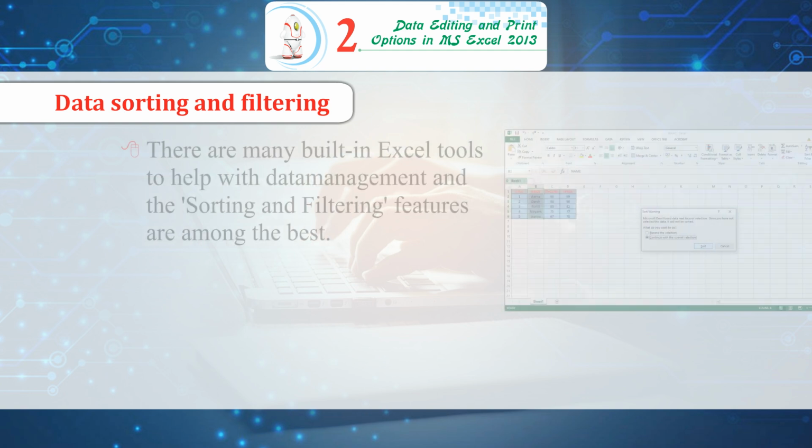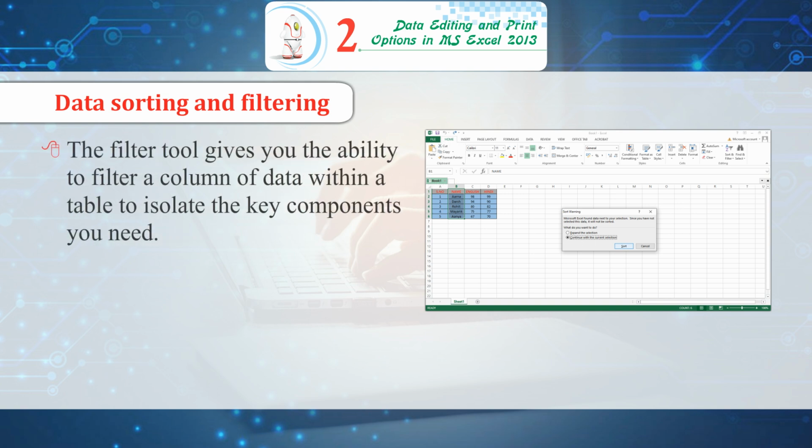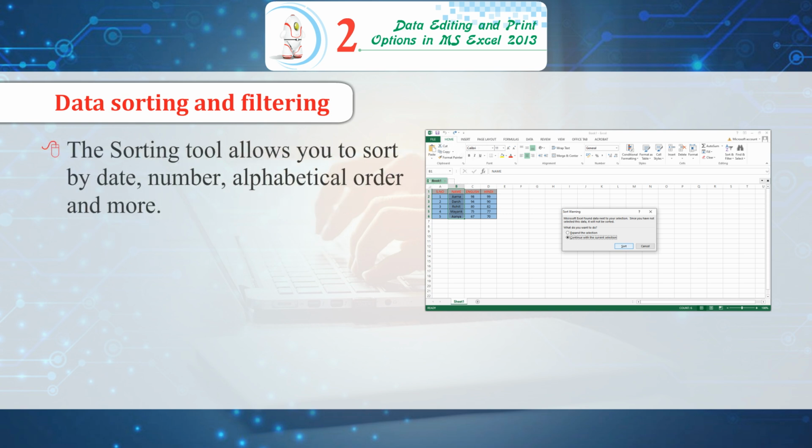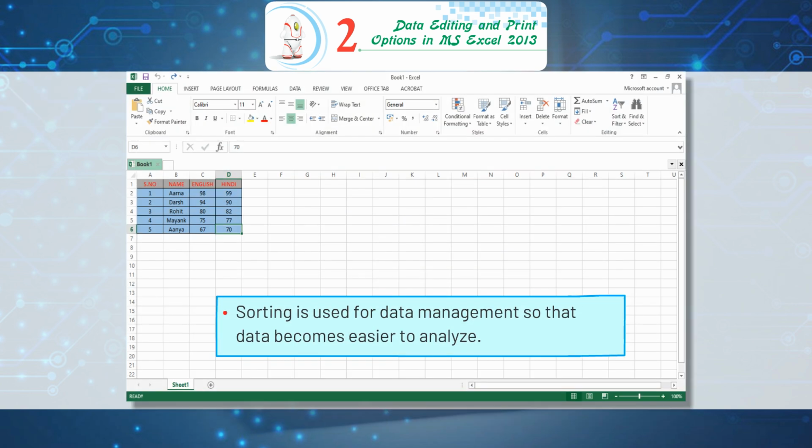Data sorting and filtering. There are many built-in Excel tools to help with data management, and the sorting and filtering features are among the best. The Filter tool gives you the ability to filter a column of data within a table to isolate the key components you need. The Sorting tool allows you to sort by date, number, alphabetical order, and data sorting. Sorting is used for data management so that data becomes easier to analyze.